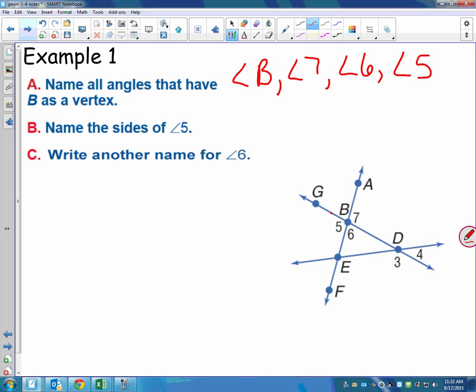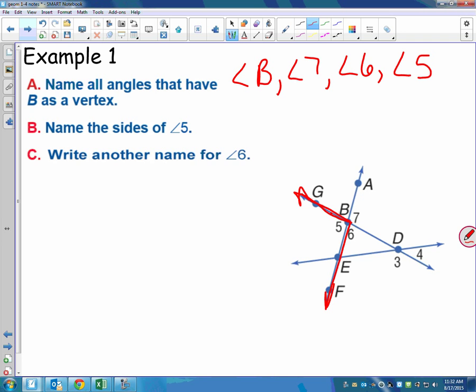Angle 5 would be right here, yes? So Chandler, give me a side or sides. Do you want us to have it ray or segment? An angle goes on forever, so you have to say it as a ray. I agree, GB stops, but you need to say that it's a ray.